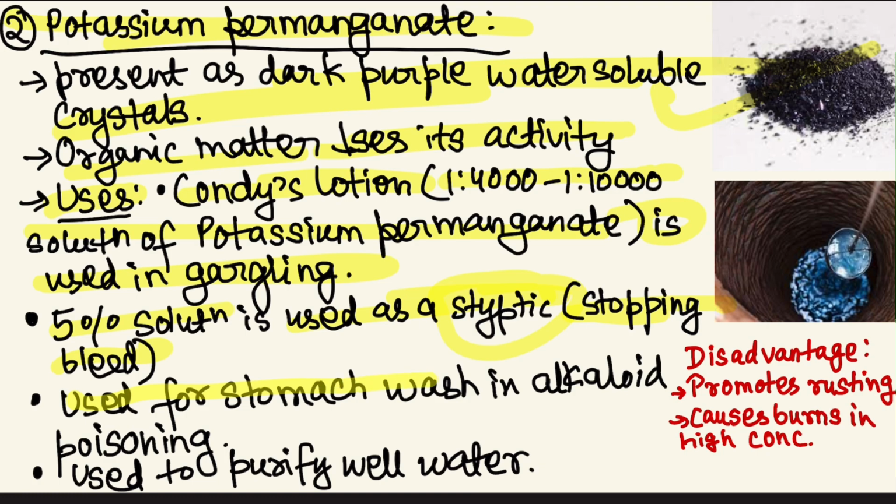Then it is also used for stomach wash, that is gastric lavage, in alkaloid poisoning so as to prevent the further absorption of the alkaloids which are consumed. Then it is also used to purify the well water. The disadvantage of potassium permanganate is that it promotes rusting and it also causes burns in high concentration because of its irritant property.